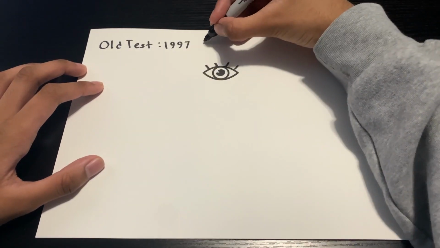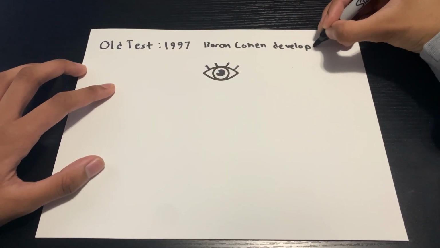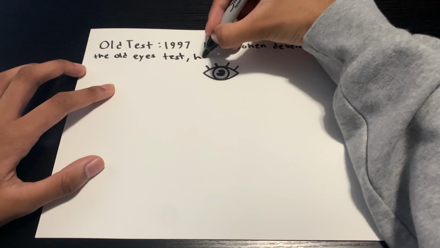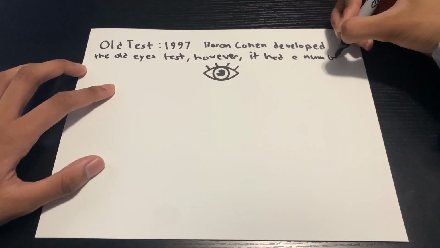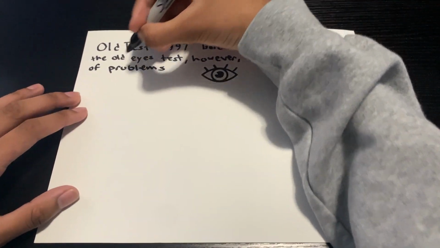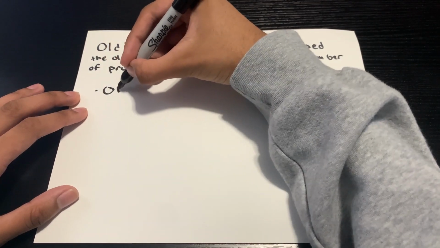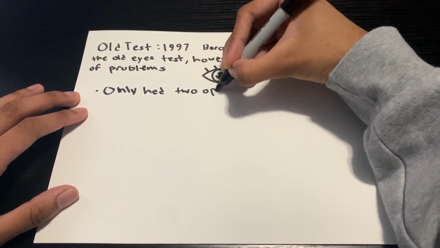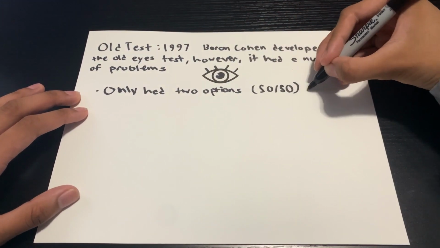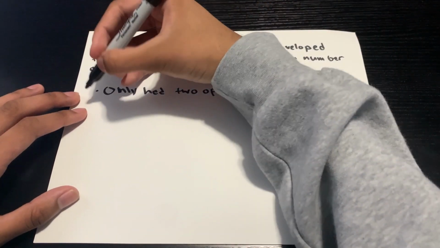In 1997, Baron Cohen also developed the old AICE test. However, it had a number of problems. The first issue was that on the test there were only 2 options per question, which made it a 50-50 chance to get the answer right.